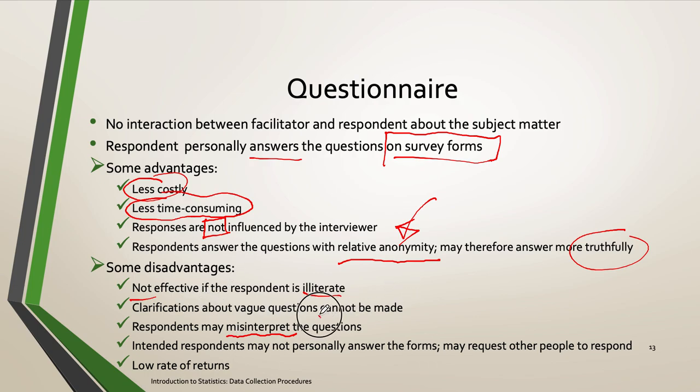Clarifications about questions cannot be made since there's no interaction between you and the respondent if you're the researcher. Number four, intended respondents may not personally answer the forms. They may request other people to respond, and that's a very bad thing to happen in your data, because who knows who these people will be. What if the answers from that other person deviate from his or her personal answer? That will be a mess in your study that will really affect your conclusion.